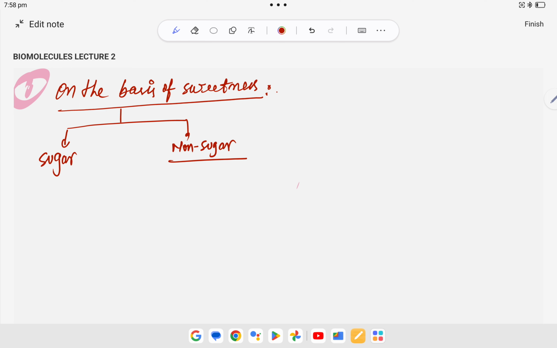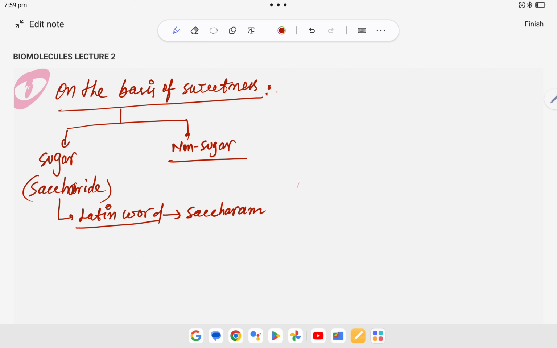Here one thing you can write: saccharide. Sugar means saccharide. Okay, so this word saccharide came from Latin, from the Latin word saccharum, and the meaning of saccharum is sugar.